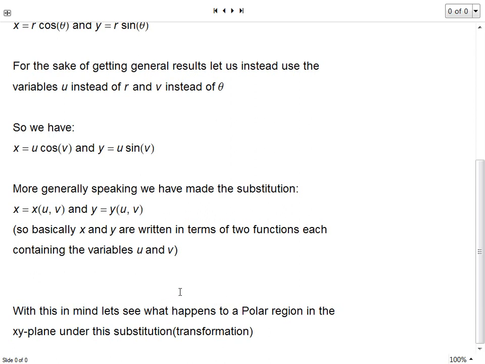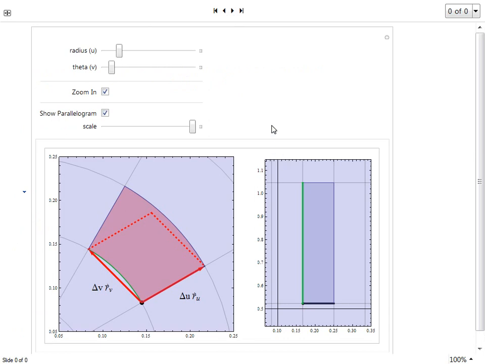With this in mind, let's see what happens to a polar region in the xy plane under this transformation. I want to see what happens if I start with a polar region and I switch it over to Cartesian. What happens? This is really complicated. I tried my best to make an animation that would make this make sense, and I'm going to kill the lights for it.